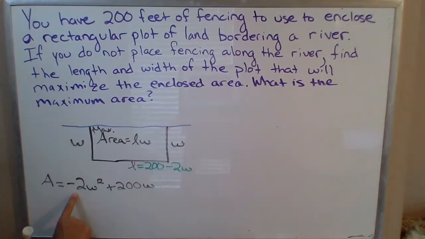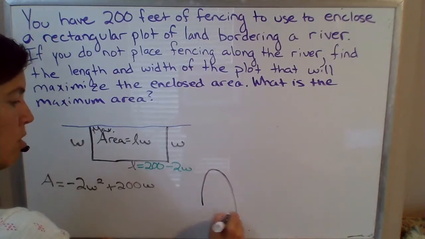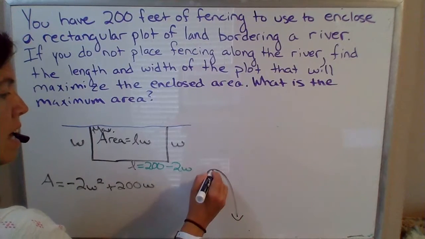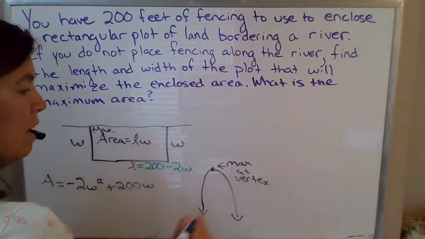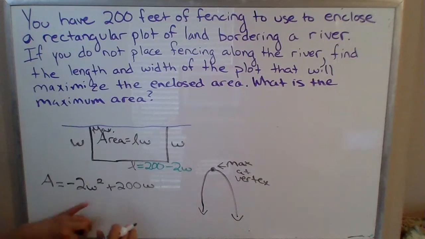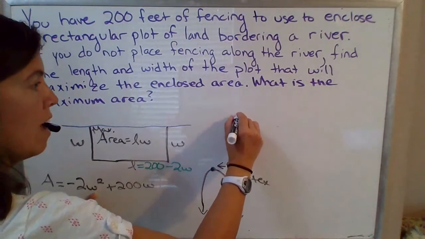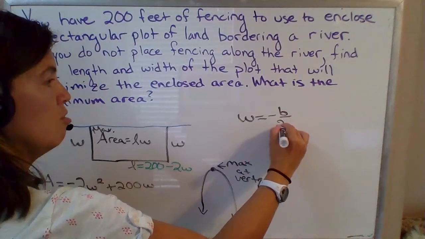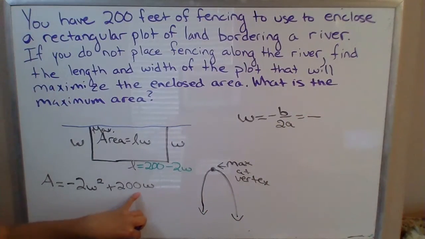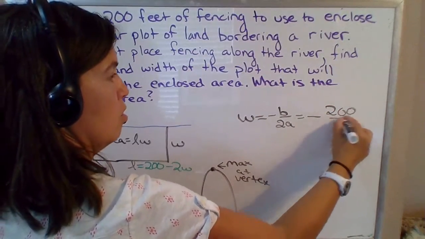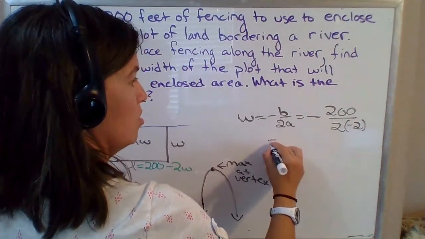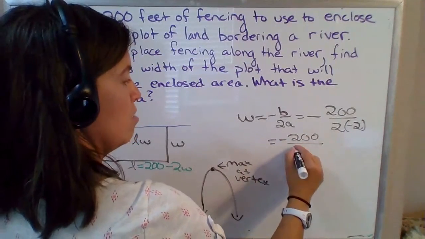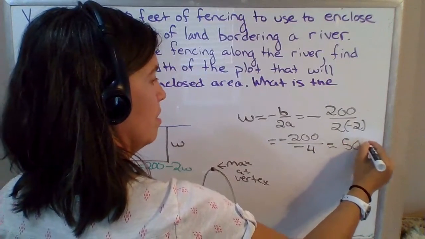So this is a quadratic function. It has a negative leading coefficient, a negative in front of the W squared, which means the graph is a parabola that opens downward. A parabola that opens downward has a maximum value at the vertex. So if we want the maximum area, we need to find the values associated with the vertex. The input variable, in this case W, at the vertex is given by the formula negative b over 2a. Here b is the coefficient of W, that's 200, over 2 times a, the coefficient of the squared term, negative 2. So this is negative 200 divided by 2 times negative 2, negative 4, and so that'll be 50 feet for the width.